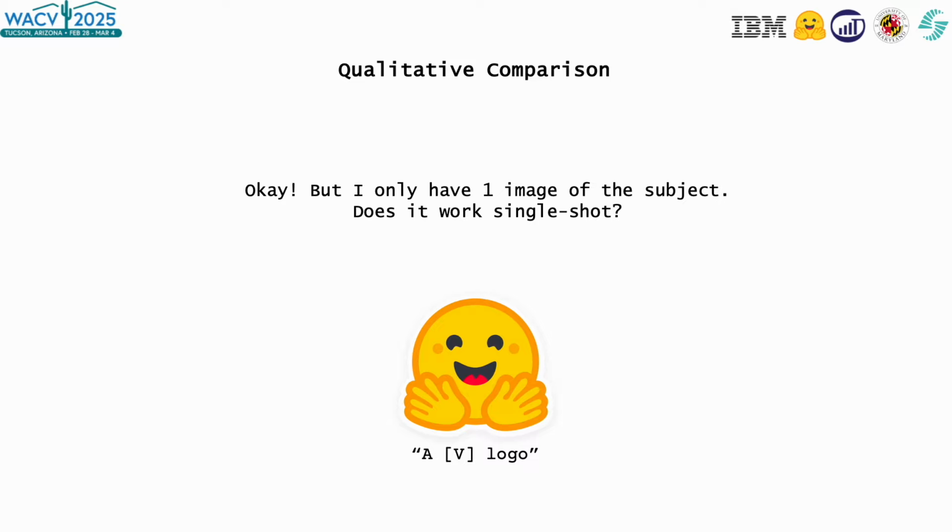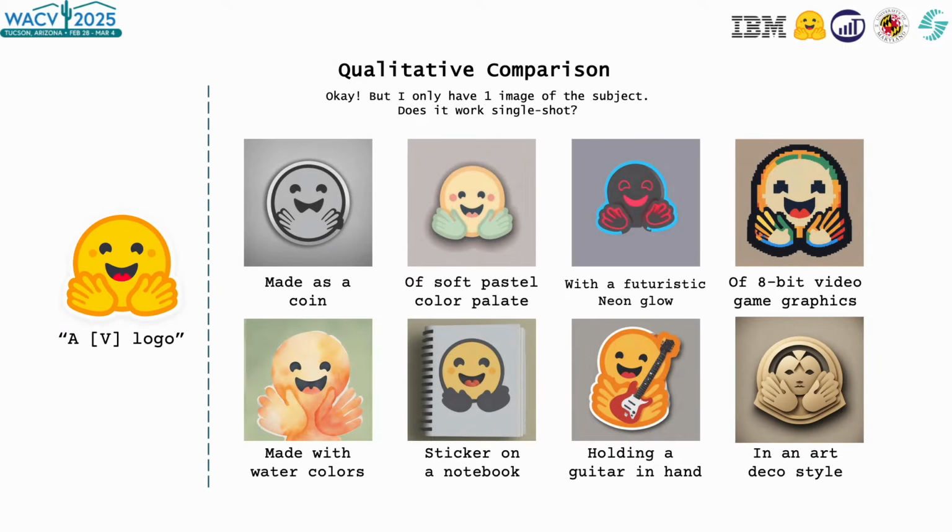But what happens when the user has only a single image of the subject, the HF logo for instance? Does DiffuseKronA work? This qualitative comparison explores how well our model performs in a single-shot scenario, even with just one reference image. DiffuseKronA excels in generating diverse and high-quality interpretations, such as a logo made as a coin or one with a soft pastel color palette and futuristic neon glow.